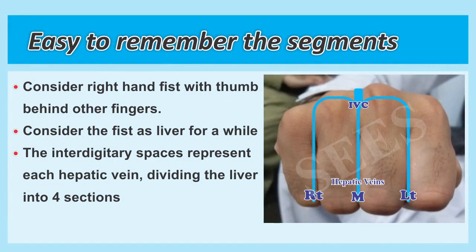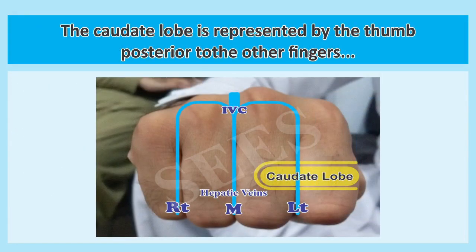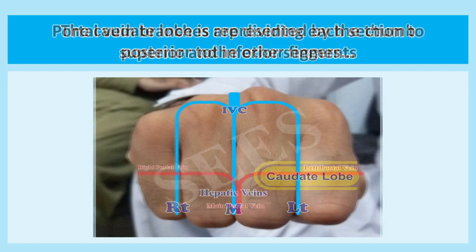If we consider the right hand as a fist with the thumb behind the fingers, and consider the fist as the liver for a while, the interdigital spaces represent each hepatic vein dividing the liver into 4 sections. The caudate lobe is represented by the thumb posterior to the other fingers. Here it is highlighted with a yellow color.